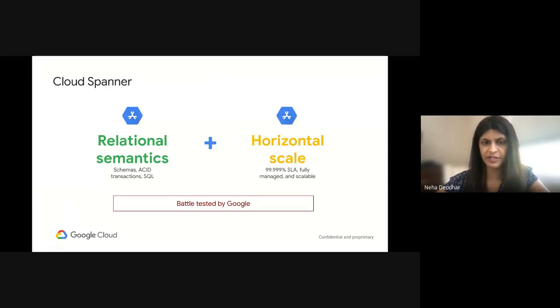It's a fully managed database service, so you don't need to worry about doing any cluster administration or database administration, doing failovers, none of that. All of this is taken care of for you by Cloud Spanner. A lot of mission critical applications and services within Google use Spanner, so it's been battle tested in that sense by Google.